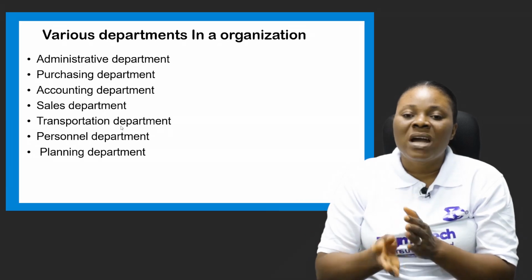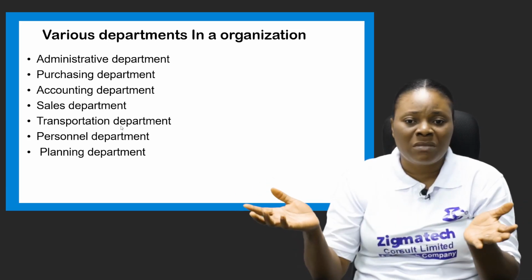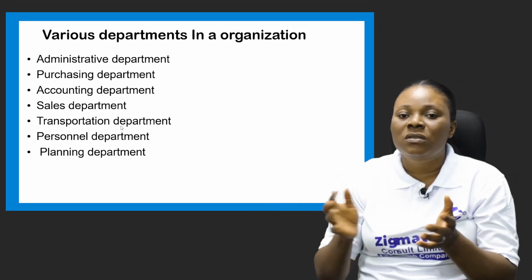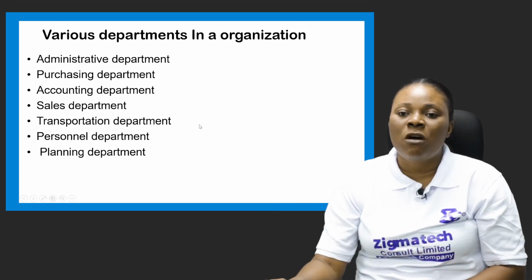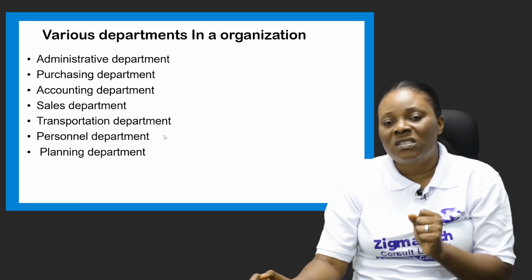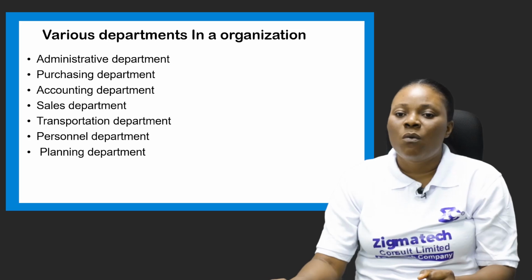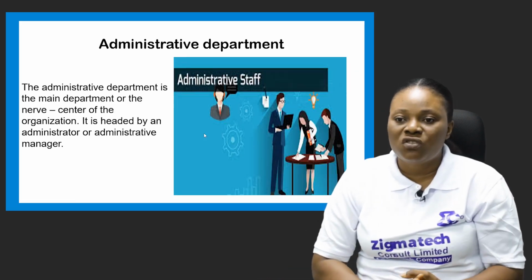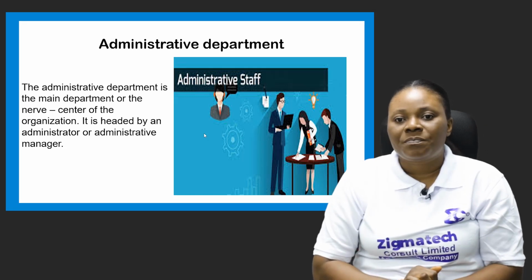In a hospital, you can have several other departments, but we are looking at the common ones that can be found around us. So I'll be taking each of them one after the other. We identify what each department is into, and we'll look at their basic functions. I start with the administrative department.